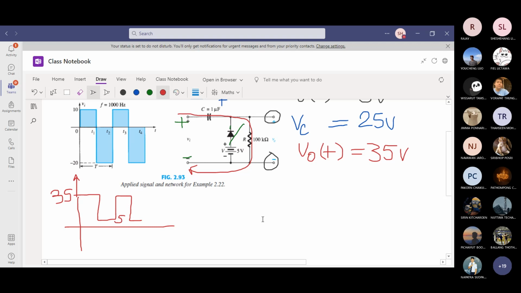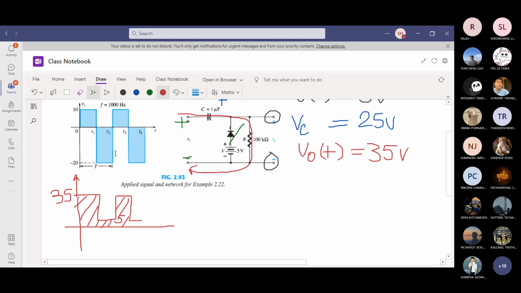What is the total swing of the output? Measure the total swing of the output. How much is the total swing? 30. Yeah, from 5 to 35, you go 30 units. That's the swing. Your minimum value is 5, maximum is 35. 30 is the total swing.